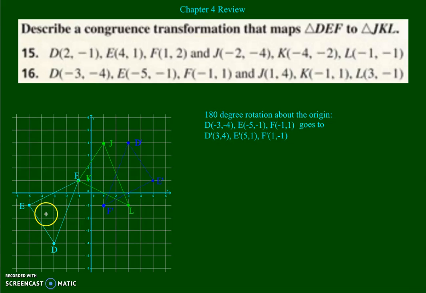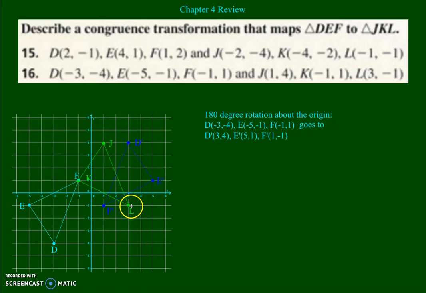So if you rotate DEF 180 degrees about the origin, you have D prime, E prime, F prime here. And if you notice now, D prime is 1 unit away from the line x equals 2, and J is 1 unit away on the other side of x equals 2. E is 1, 2, 3 units away, and K prime is 3 units away.